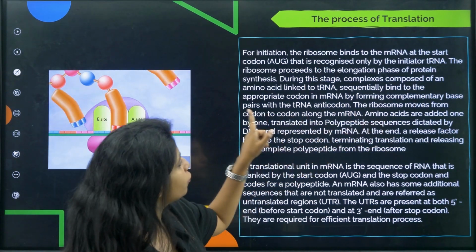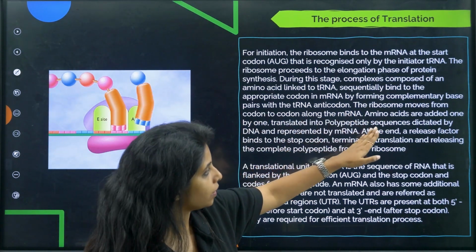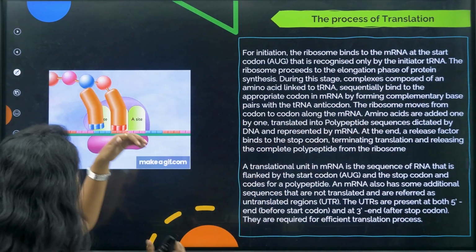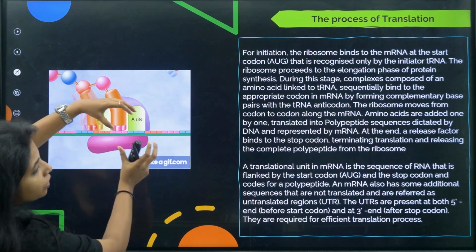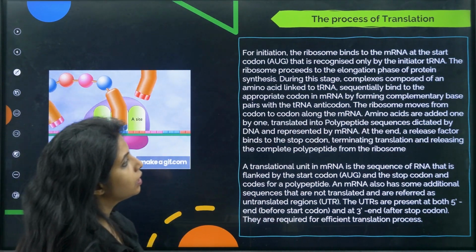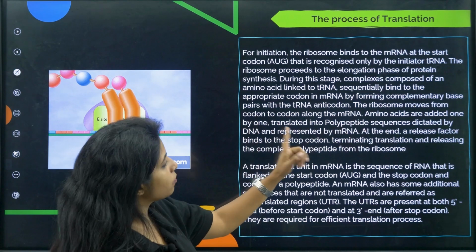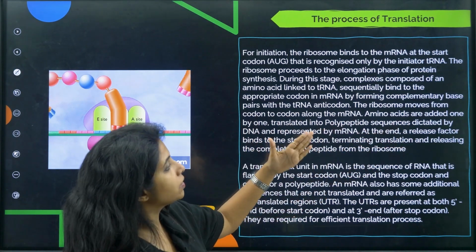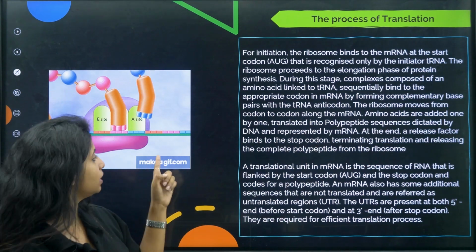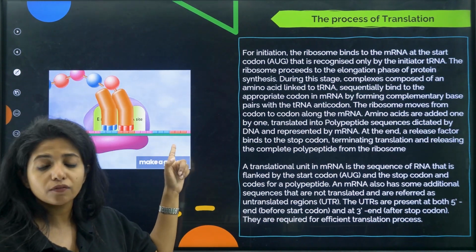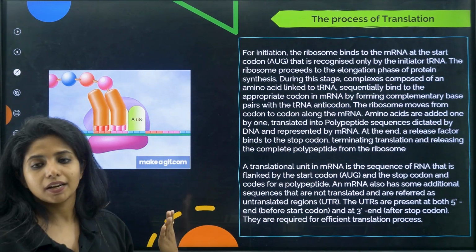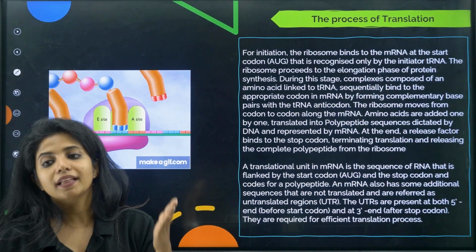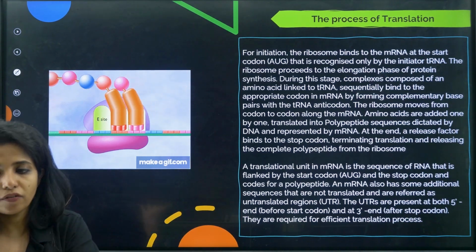The ribosomes move from codon to codon along the mRNA. The ribosomes, they are basically, as you can see, over here they are moving, sliding towards that side. So amino acids are added one by one, translated into polypeptide sequences dictated by DNA and represented by mRNA. So this thing is actually mRNA, but who gave this information to form this? Obviously the DNA. So DNA is transcribed into mRNA, and then the mRNA is now helping in the formation of protein.